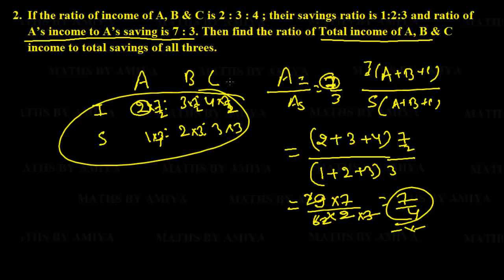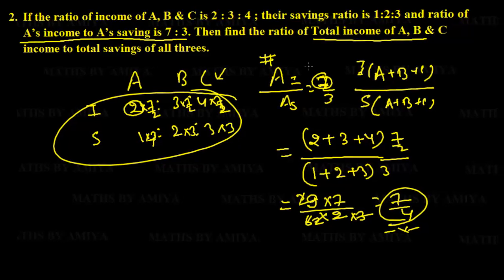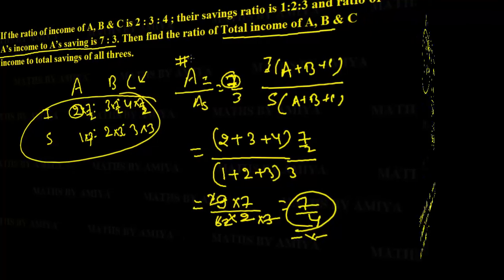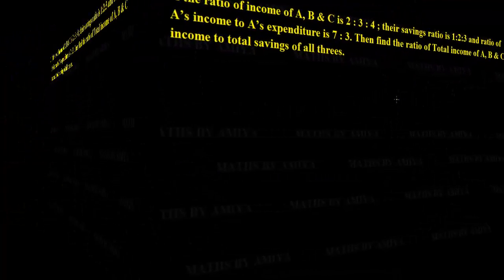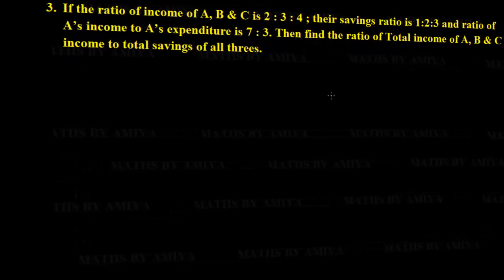I hope this one is clear. We merge these two with reference to our third ratio. Without changing the third ratio, we change the first two ratios and get the answer. Solve question number 3. Again, instruction is the same. Pause the video, solve the question.